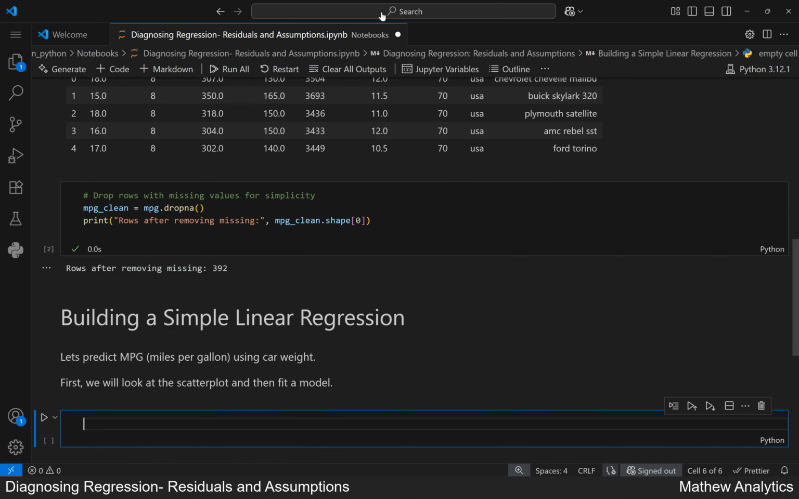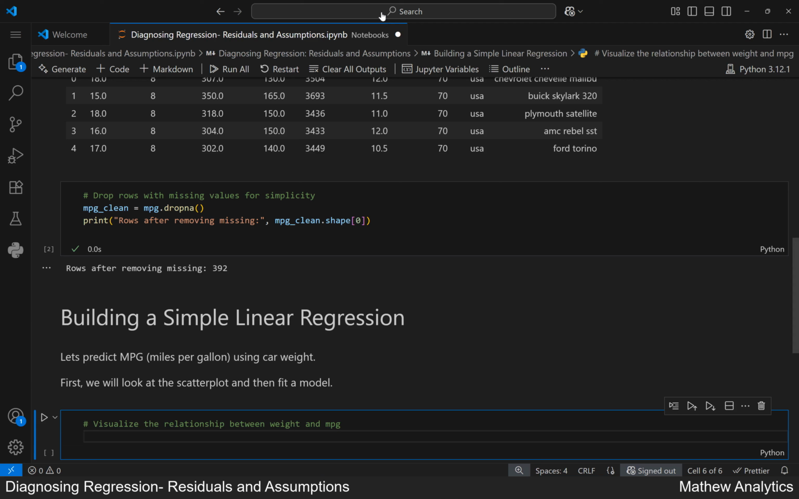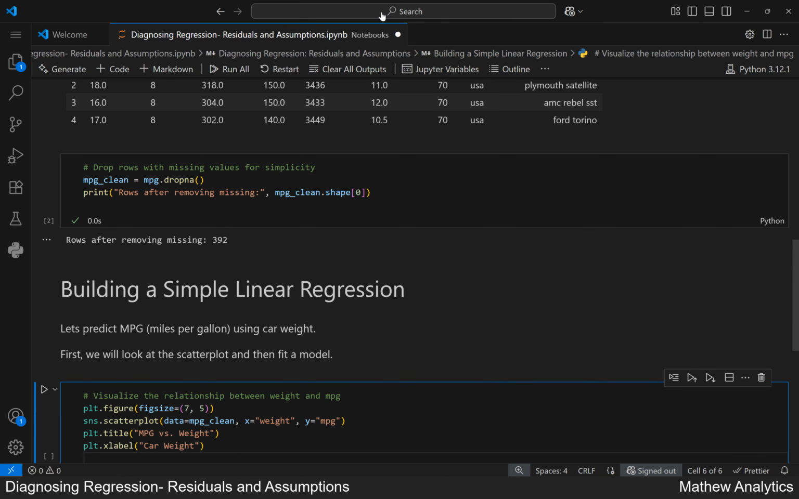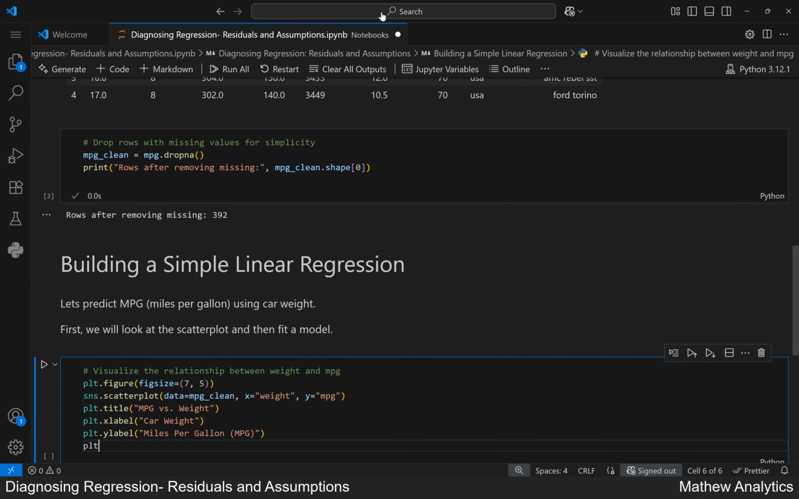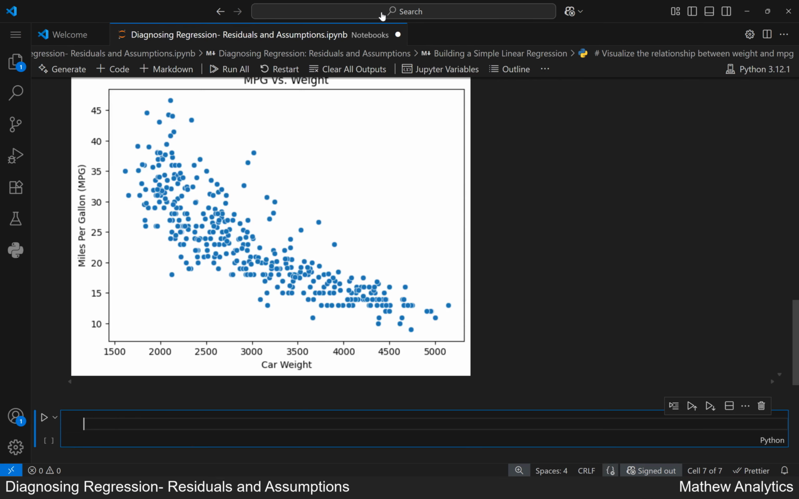Let us look at how car weight and miles per gallon are related. We are plotting car weight on the x-axis and miles per gallon on the y-axis. This scatter plot lets us see how these two variables move together. We set the title to make it clear what the plot shows. We add labels so we know what units we are seeing. Finally, we show the plot. Running the cell now. Can you spot a general trend or pattern?